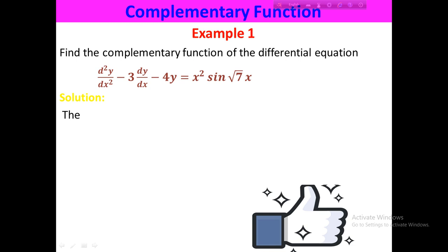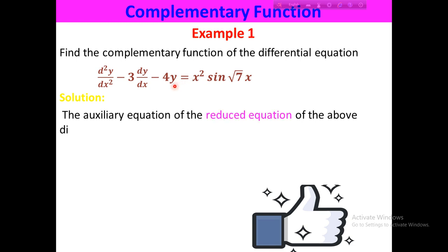Solution: the auxiliary equation of the reduced equation, which means we have to put 0 in that place. The auxiliary equation of the reduced equation of the above differential equation is m square minus 3m minus 4 equal to 0. Just put m in the place of dy/dx and m square in the place of d2y/dx2. If this is a third order derivative, then you have to put m cube in the place of d3y/dx3. All of this is discussed in the video on homogeneous and linear differential equation with constant coefficient, whose link is given in the description box.